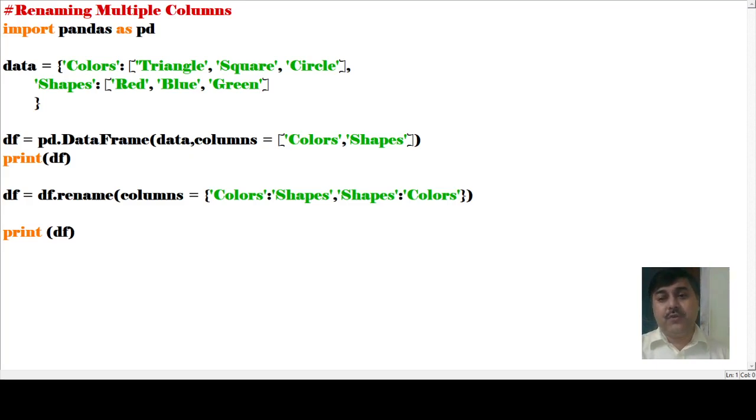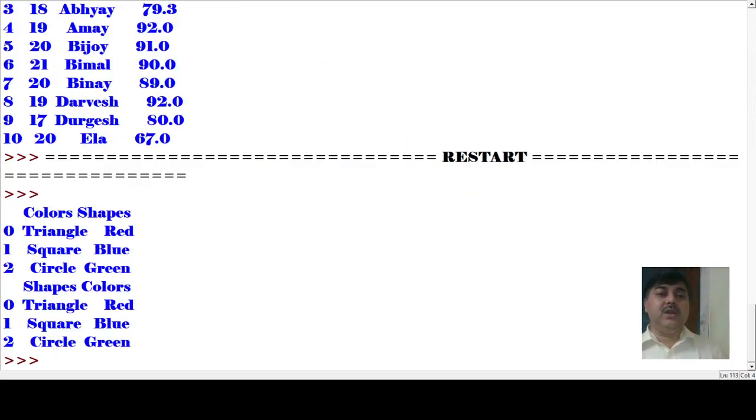So let us see the output of it. Now see here, the output, see the color and shape. Color and shapes is there. Now I have interchanged the color heading, I have made it a shape heading, and the shape heading I have made a color heading. Just the headings I have interchanged, so that you can identify the particular columns and how we can implement it.